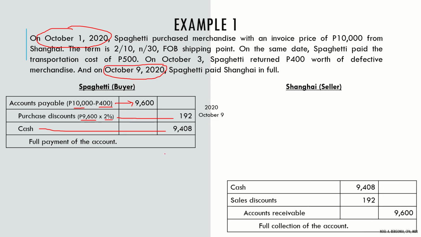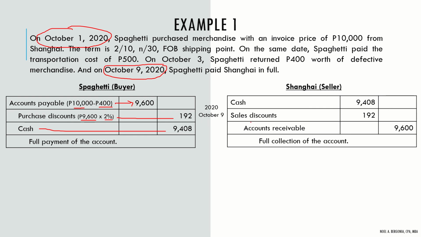How about Shanghai? So, for Shanghai, i-debit niya yung cash. Okay? Net of any discount na po yun, 9,408. Actually, same lang ng computation dito sa buyer kanina. Then we debit sales discount, 192. So, yun yung 2% nung 9,600 na natitirang pautang po natin. Okay? And then we credit the accounts receivable worth 9,600. Okay? So, are we good on that? Okay, thank you very much.